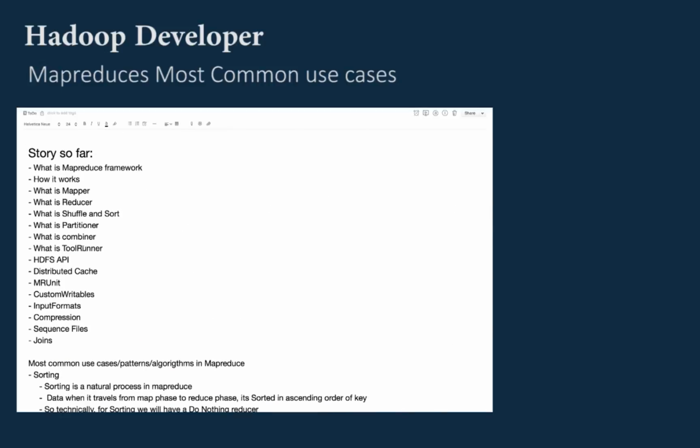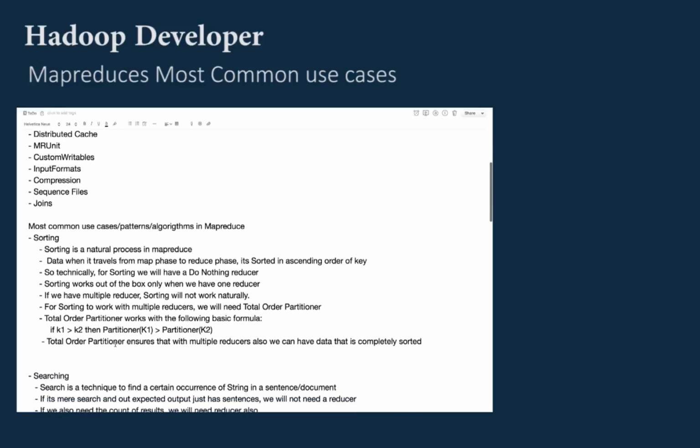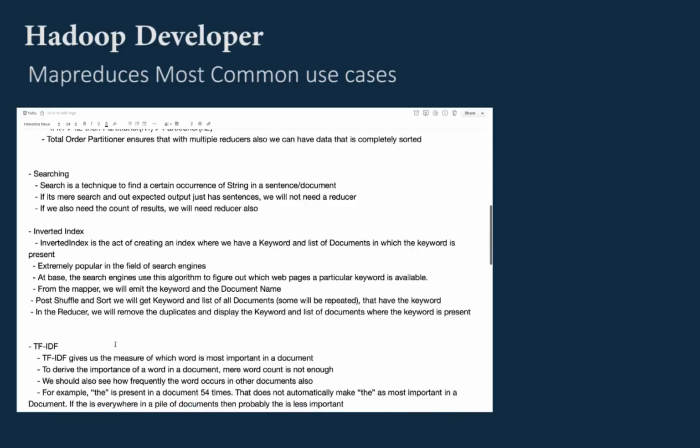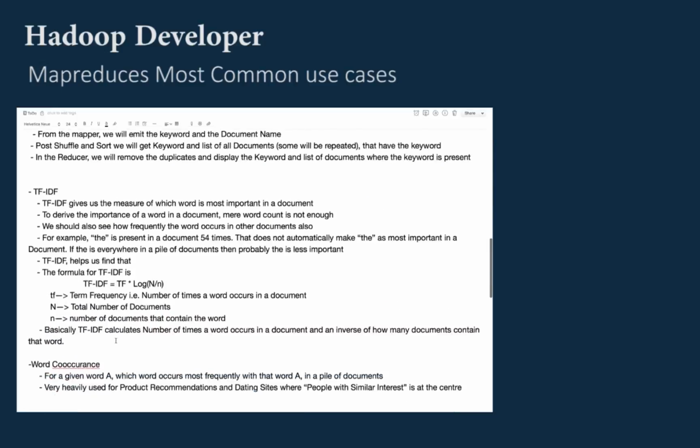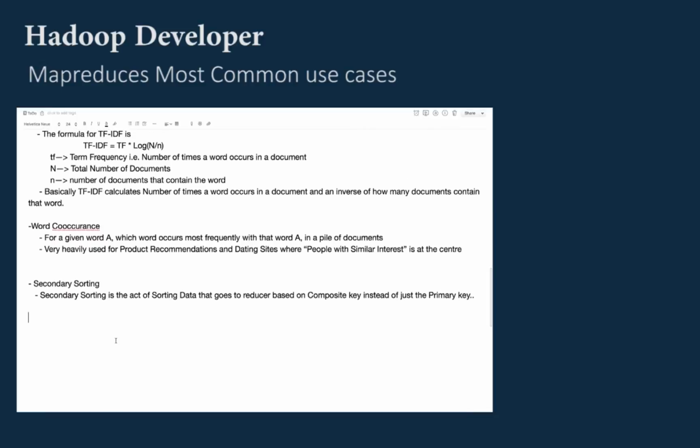So that brings us to the end of this video, where we've seen the most important use cases of MapReduce. We saw 6 most important use cases or algorithms. We saw sorting, searching, TF-IDF, we saw word co-occurrence, and we saw secondary sorting.